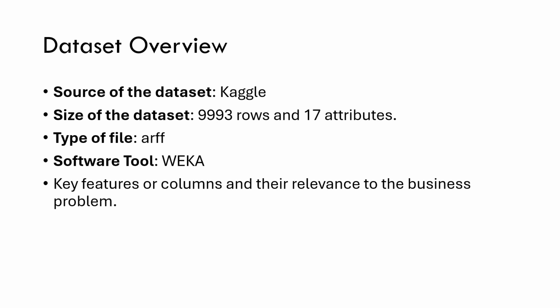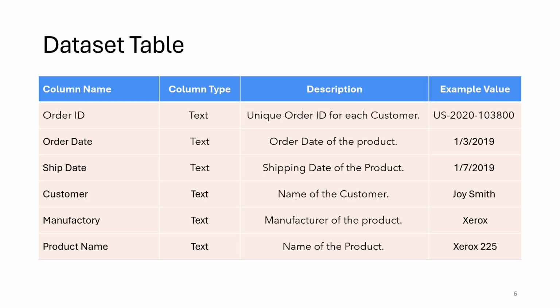The next step is dataset overview. The source of the dataset is Kaggle. The size of the dataset is 9,993 rows and 17 attributes. The type of the file is ARFF. The software tool is Weka. Key features or columns and their relevance to the business problems are listed here. So here is the dataset table where the first column is column name, the second is column type, its description, and example value.